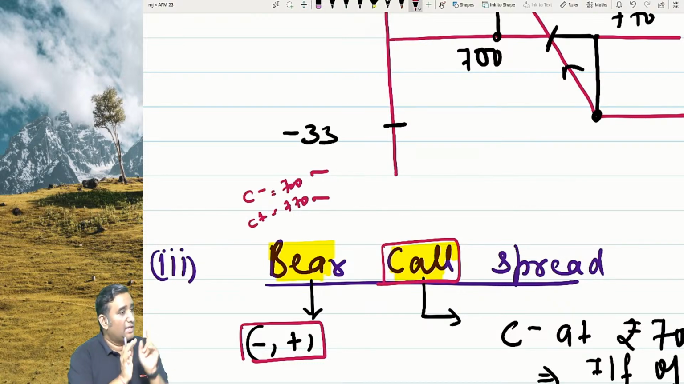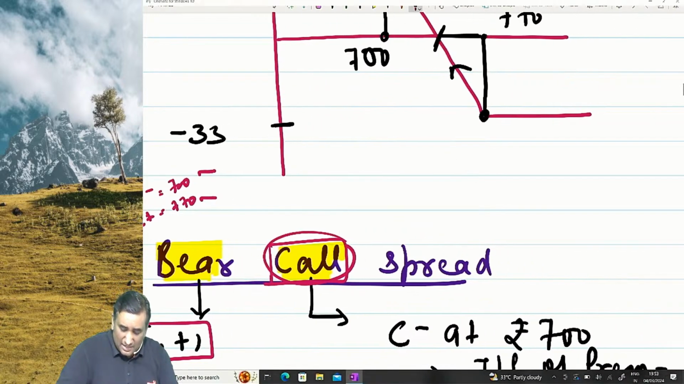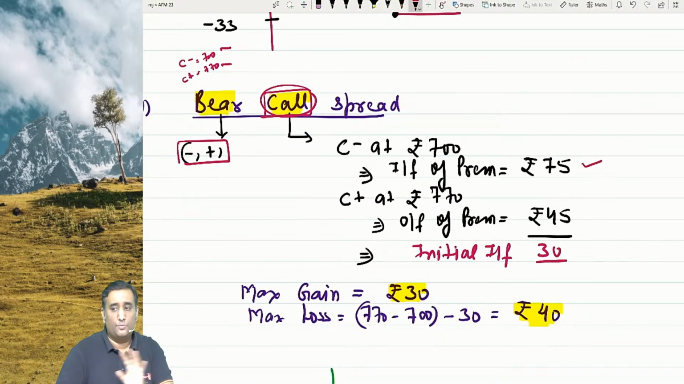Understand the philosophy, please. For the exam perspective, again I am saying bullish plus minus, bearish minus plus, that's okay. But logic, if you have to create, just see which strategy or which option he was taking first. It was call bearish. Call is a C minus bearish. He did C minus at 700. Look up please. He did C minus at 700, assuming price will not go above 700.